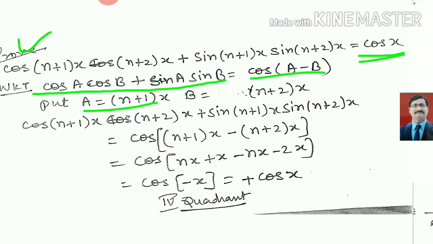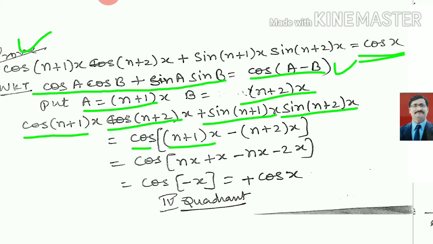In place of a we will put (n+1)x. In place of b we will put (n+2)x. Look here, if we put this value, what we get: cos(n+1)x cos(n+2)x + sin(n+1)x sin(n+2)x, and that is equal to cos(a - b). Cos(a - b) means a is this and b is this.